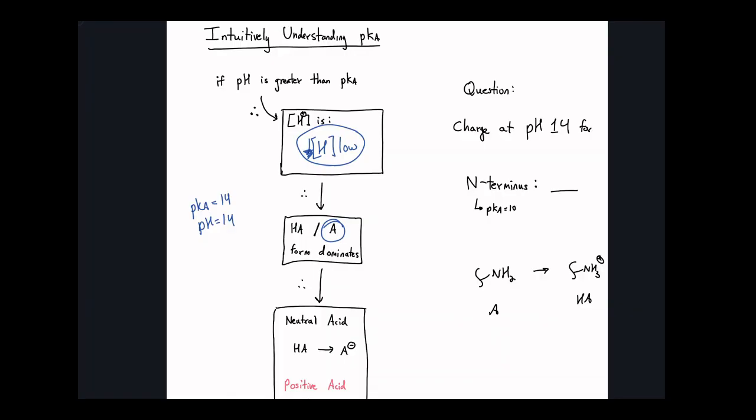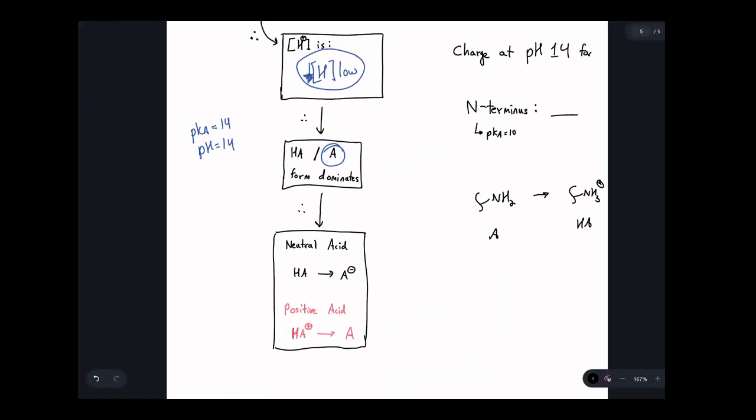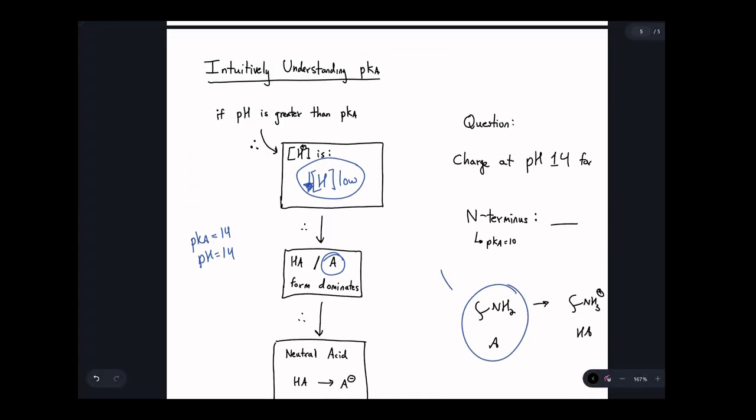And in this case, we're dealing with a positive acid. The HA form is positive, A is neutral. But you can see that even without thinking about that, the A form, the one without the extra hydrogen, is the one that's going to dominate. So the N-terminus is going to have a charge of 0.